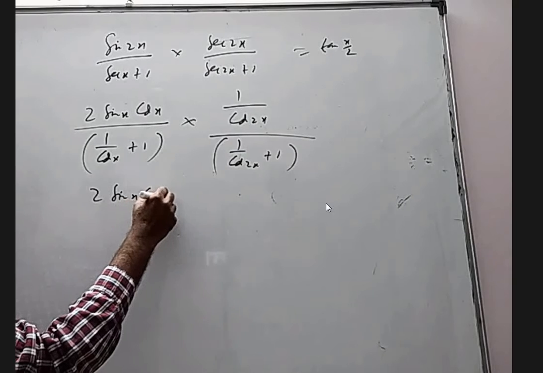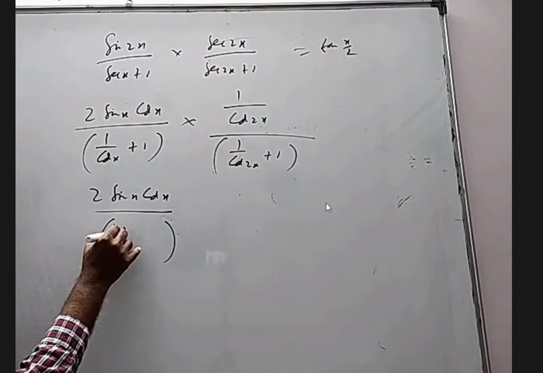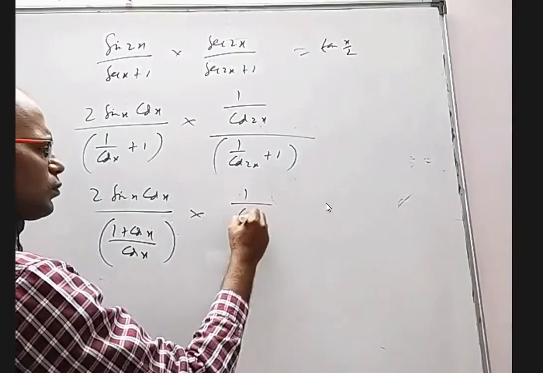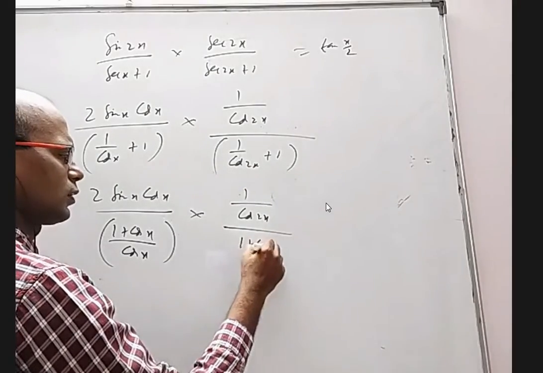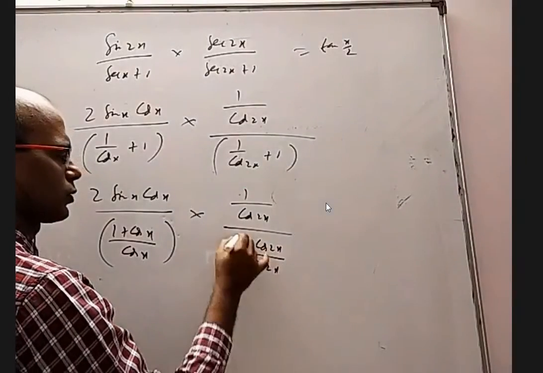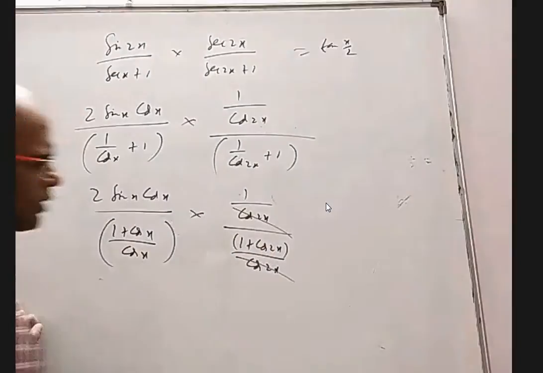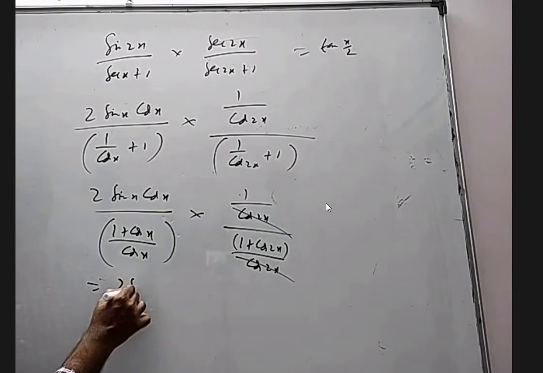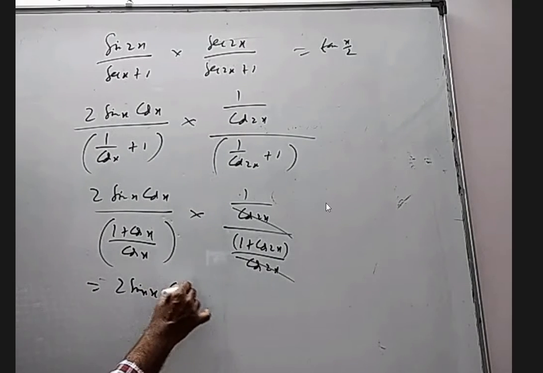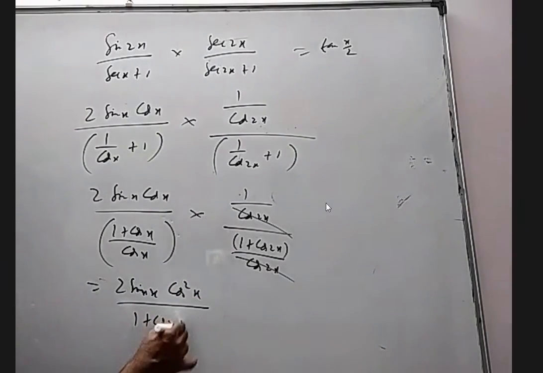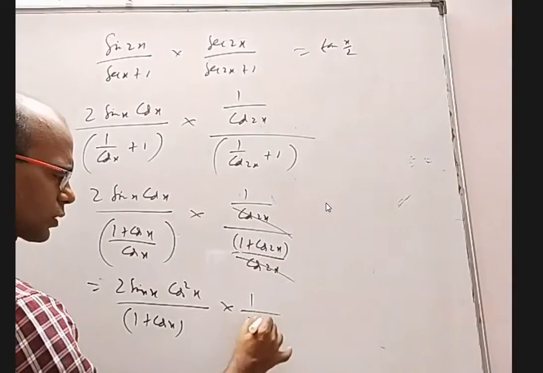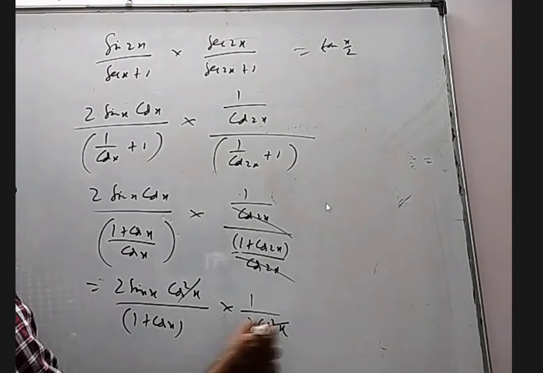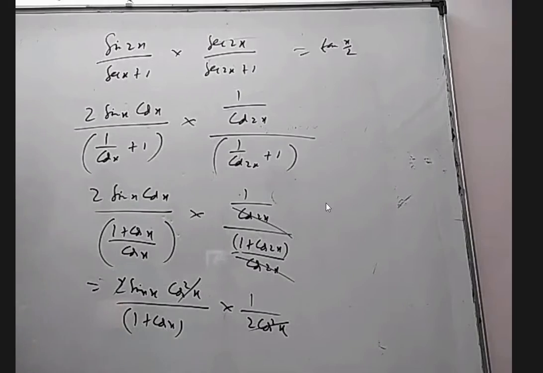So 2 sin x cos x, if I take LCM here, it will become 1 plus cos x by cos x. And this is 1 by cos 2x. If I take LCM, I'll get 1 plus cos 2x by cos 2x. Cos 2x and cos 2x will cancel. 1 plus cos 2x, I can write 2 cos square x. And this cos x will go up. So I'll get 2 sin x cos square x, 1 plus cos x. This 1 plus cos 2x is 2 cos square x. This cos square x, 2 will get cancelled. I am left with this. That alone is tan x by 2.